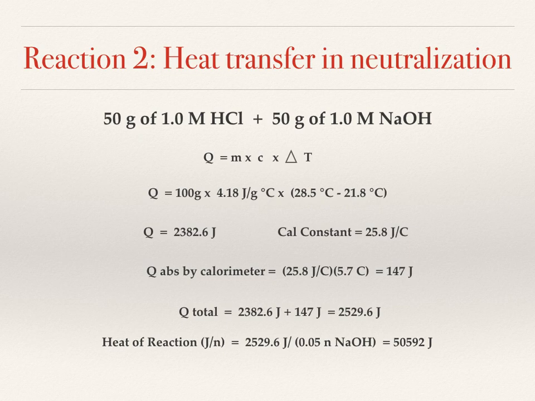The idea is that sodium hydroxide is present. So in 50 milliliters of sodium hydroxide with a concentration of 1 molar, that's 0.05 moles. So when we do our math here, we take our total heat absorbed divided by our 0.05 moles. Our heat of reaction, that should say per mole, is around 50,592 joules per mole. Again, it should say joules per mole there.